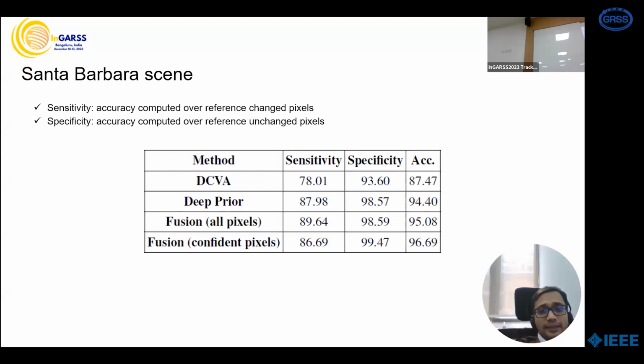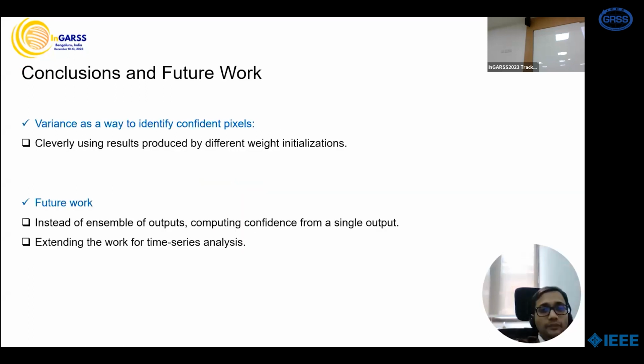You can also see the quantitative result. We clearly see that the proposed approach improves the result over the confident pixels. In our work, we proposed a way to use variance as a way to identify confident pixels. In future, we would like to compute confidence from a single output instead of an ensemble of outputs. Thank you.